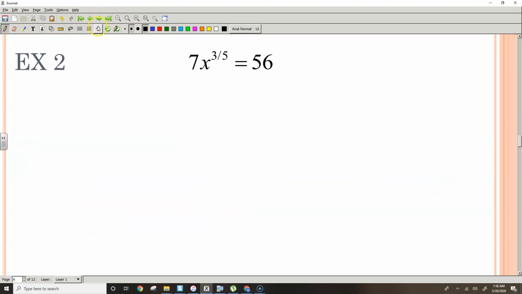Here's example 2, and it's very similar to example 1, except that we're dealing with a rational exponent instead of it being written as a radical expression, like a root. It's written with a rational exponent, with a fraction in it. So the same principles apply here, though. We're still going to isolate.